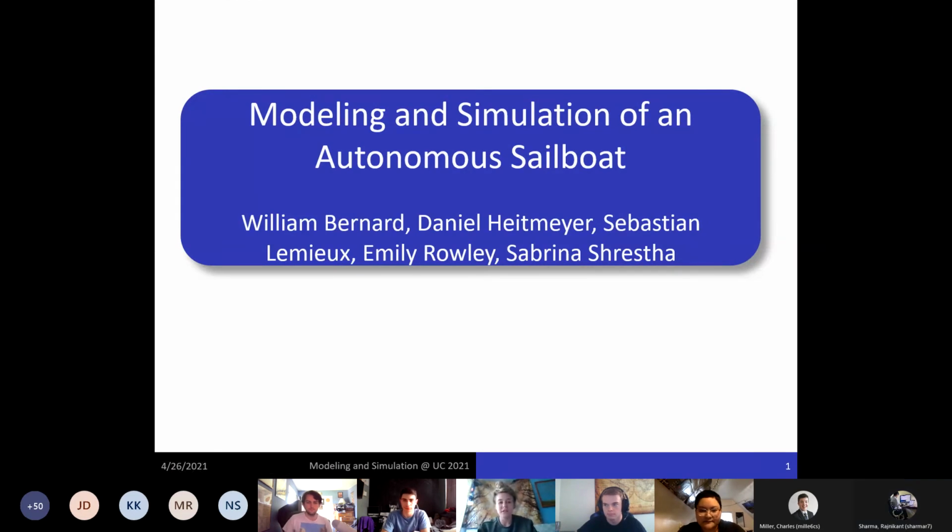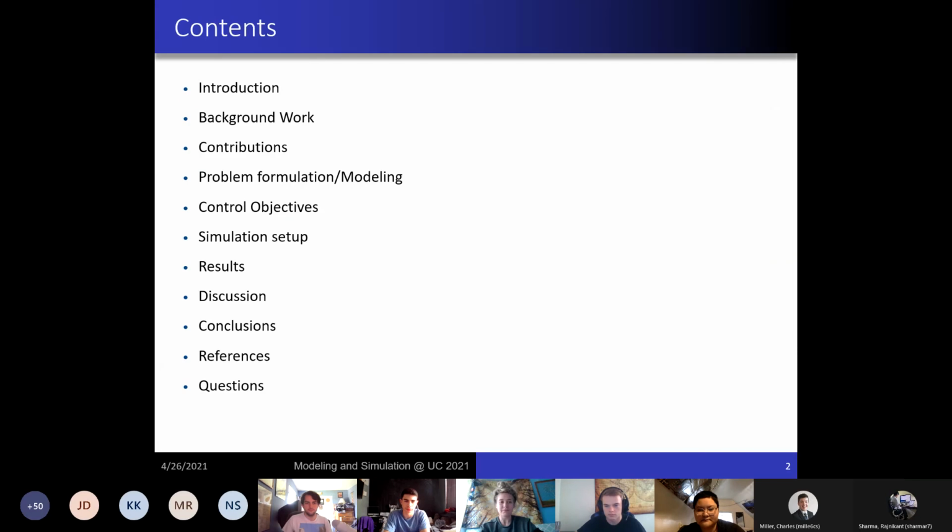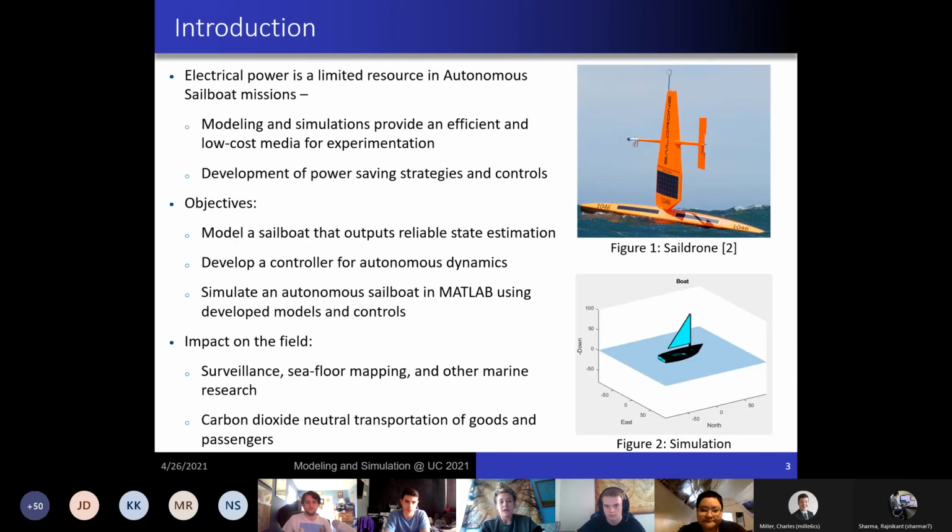Good morning, everyone. This is Team 13. I'm Emily, and the rest of the team members are listed on the slide here. And we'll be talking about our final project, modeling and simulating an autonomous sailboat. These are all of the things that we will be going over today.